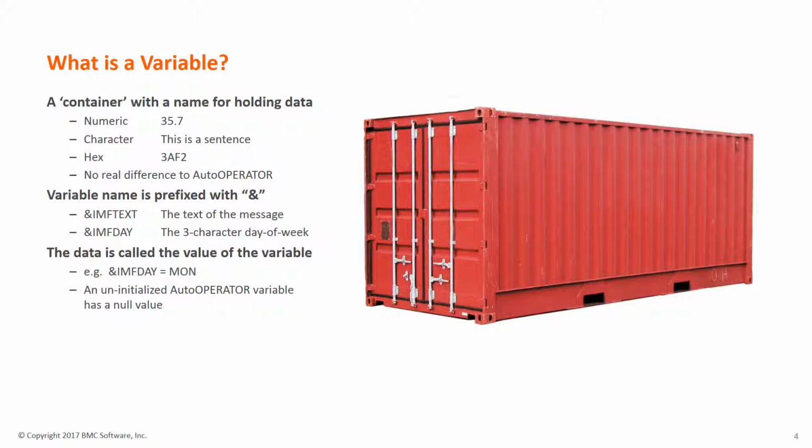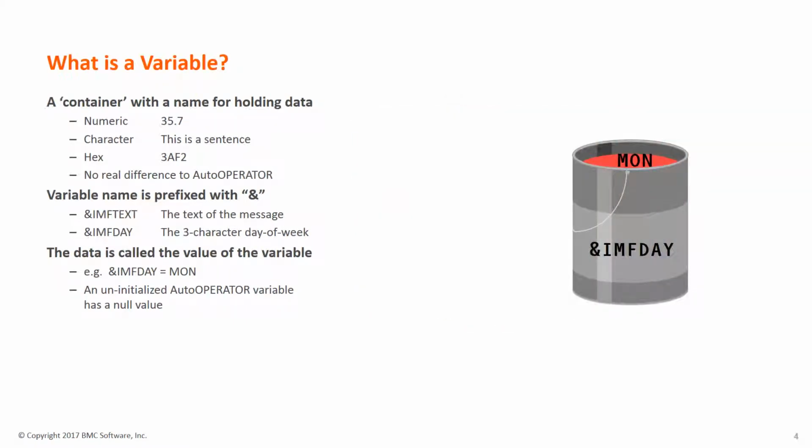When you reference variables in Auto Operator, you prefix the variable name with an ampersand. So the variable IMF text would be referenced as ampersand IMF text. And this variable happens to contain the text of a message that caused an event. The data that's associated with a variable is called the value. So in this case, we have a variable ampersand IMF day. We're setting it equal to mon, so the value of IMF day is mon. If you do not initialize or set a variable to some value, Auto Operator will represent it as a null.